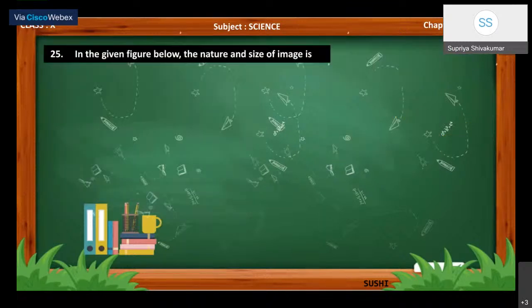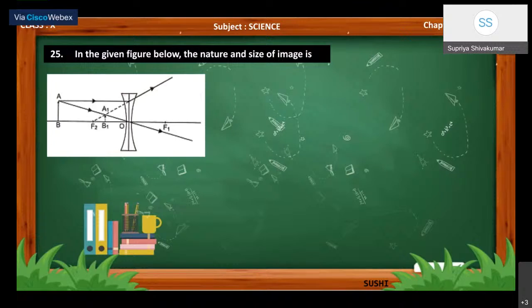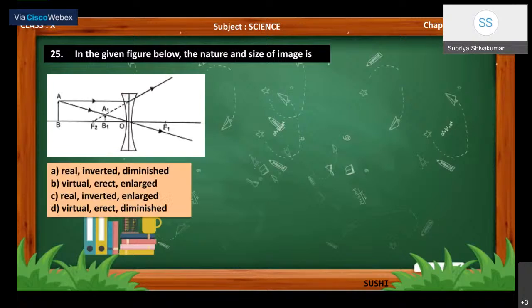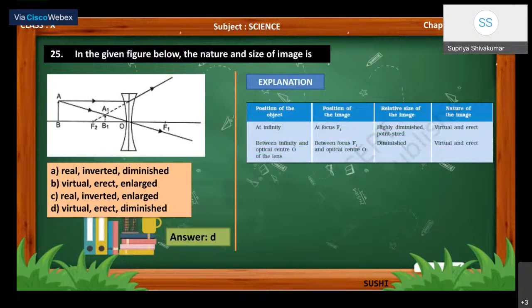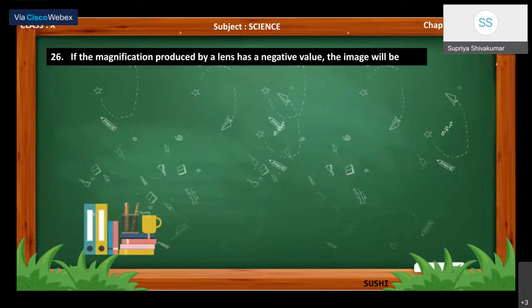Okay, moving on. 25th. In the given figure below, the nature and the size of the image is... Let me not give you the options, just tell me in full. Diminished. Yes. Now say the answer. Option D. Yes, very good. So you go through the table and also the diagrams. Okay, next, 26th.